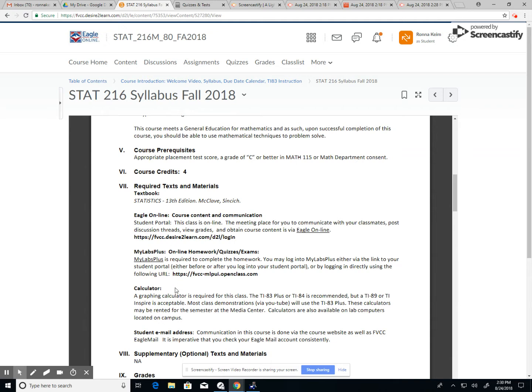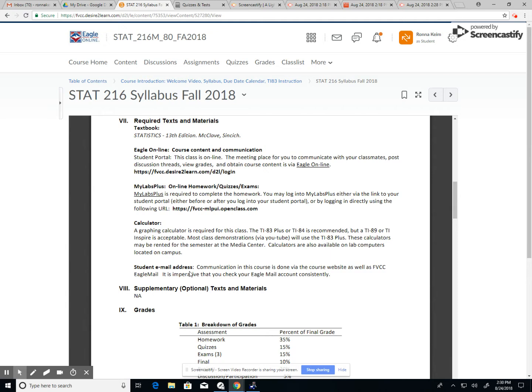The other thing that it's imperative to have for this class is a calculator. It needs to be a graphing calculator. I use a TI-83 or 84, but a TI-89 or Inspire is acceptable. All of the videos will be based on a TI-83 or 84. It will make your life so much easier. Now, if this calculator is not in your budget, the Media Center at FECC does rent them out. So make sure you get over there within the first day or two of school and get a calculator checked out.